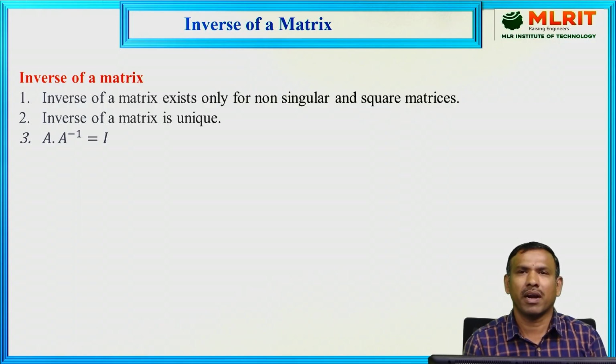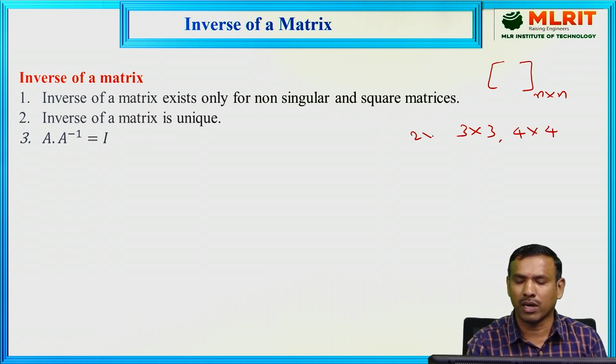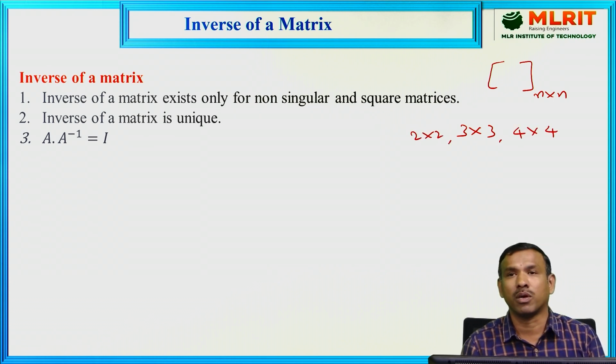Generally, we find the inverse of a matrix for square matrices. Square matrices means n cross n: a 4 by 4 matrix, a 3 by 3 matrix, or a 2 by 2 matrix, where the number of rows and columns are equal. For such matrices we are going to find the inverse.